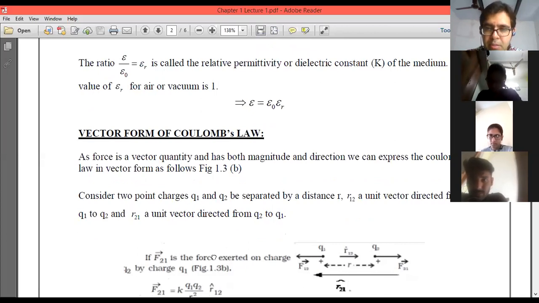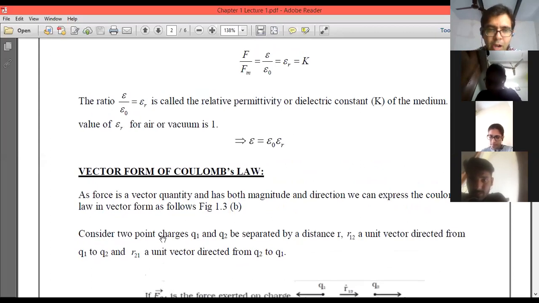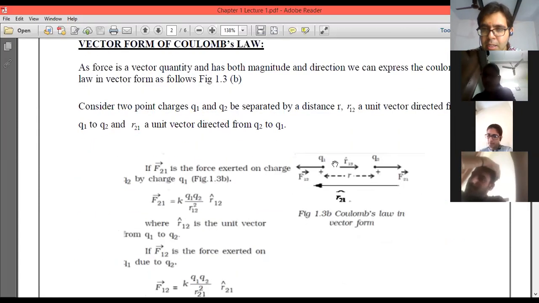So in order to express the force in the form of a vector, just consider that there are 2 point charges q1 and q2 which are separated by a distance r, and r12 is a vector directed from q1 to q2, and r21 is another vector which is directed from q2 to q1. So see this thing, this is q1 and q2, and the separation distance between them is r. r12 is a unit vector in the direction from 1 to 2, and r21 is a unit vector in the direction from 2 to 1.